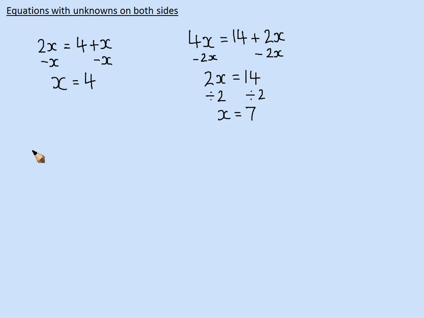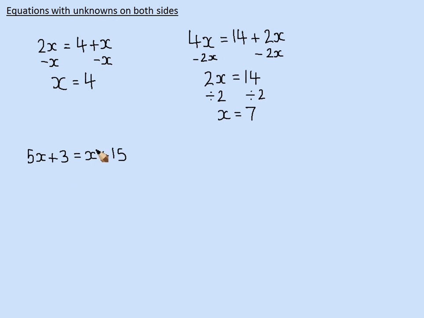Okay, let's look at an even trickier one now. What about something like this? 5x plus 3 equals x plus 15. This has got more difficult now because not only have I got x's on both sides of the equation, I've also got numbers on both sides as well. The idea is still exactly the same. We need to collect our x's on the side that's got the most to start with. So we've got the most here, that's 5x, there's only 1x here. So we're collecting our x's on the left hand side.